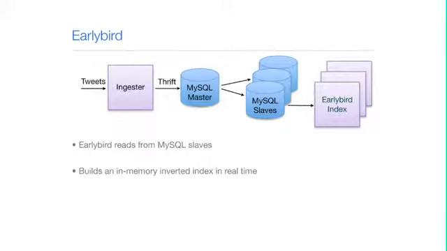By the way, the name earlybird is our internal name for the Lucene engine. Twitter always uses bird names for everything. The earlybirds are the ones that run on the JVM and run the modified Lucene. They build an in-memory inverted index, so it's all in memory. They do that by tailing the MySQL slave databases. So if a new tweet is added to the master table by the ingester, the earlybirds, by tailing the database, get it and index it into memory. It's pretty simple.